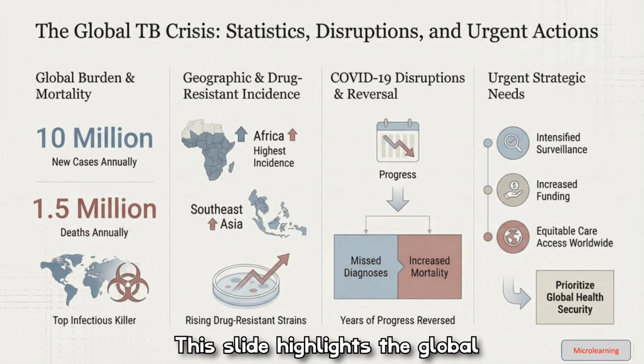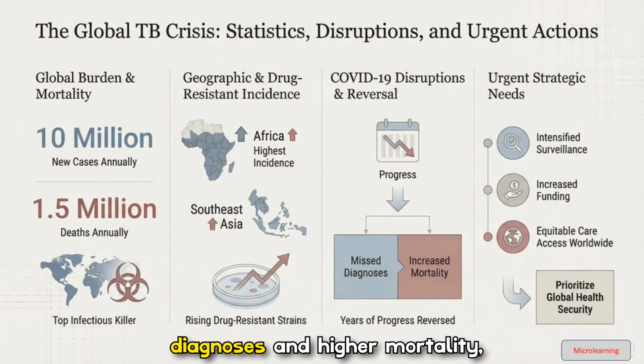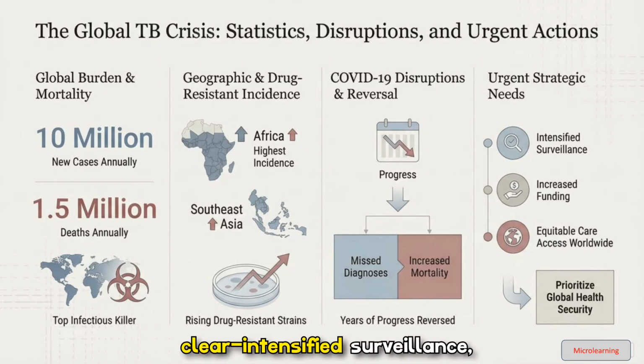This slide highlights the global TB crisis. Roughly 10 million new cases and over 1 million deaths each year, concentrated in Africa and Southeast Asia. COVID-19 set back years of progress by causing missed diagnoses and higher mortality, and the takeaway is clear. Intensified surveillance, targeted funding, and equitable access are urgent to restore momentum and protect global health security.